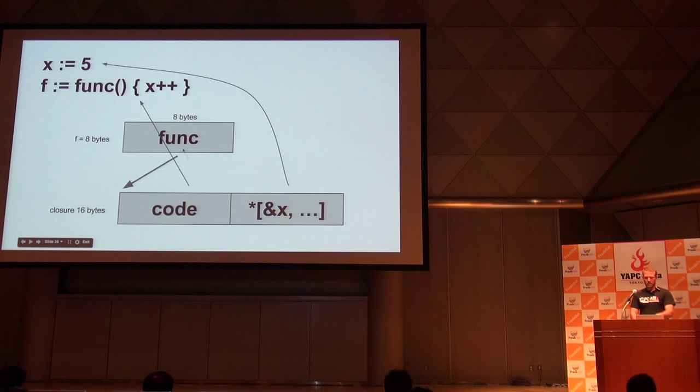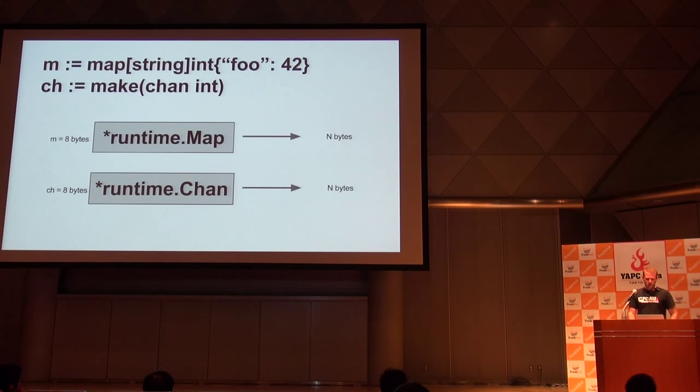In that case, this allocates a little 16-byte piece of memory where the code points to the actual code, but then the closed-over variables are there. Anyway, again, the point is a func is 8 bytes. Likewise, maps and channels are just 8-byte little transparent wrappers around some internal type that you can't see. But the point is they fit inside an empty interface because they're only 8 bytes.